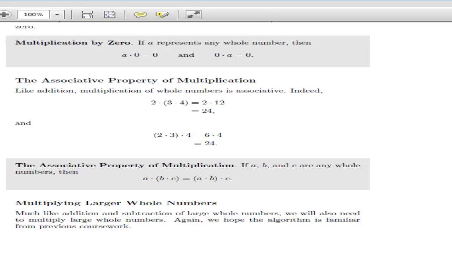The associative property of multiplication. Like addition, multiplication of whole numbers is associative. Indeed, grouping 3 and 4, we get 3 times 4 is 12, and 2 times 12 equals 24. And if we group 2 and 3 instead, we get 2 times 3 is 6, and 6 times 4 is 24 also. Therefore, multiplication is associative. And the general property is, if a, b, and c are any whole numbers, then whether we group the product of b and c or the product of a and b, the two expressions are equal.